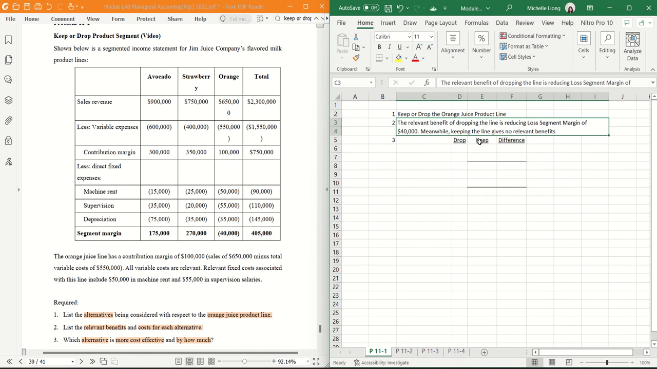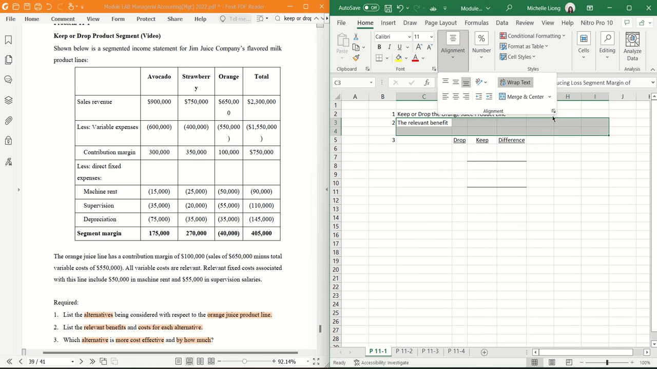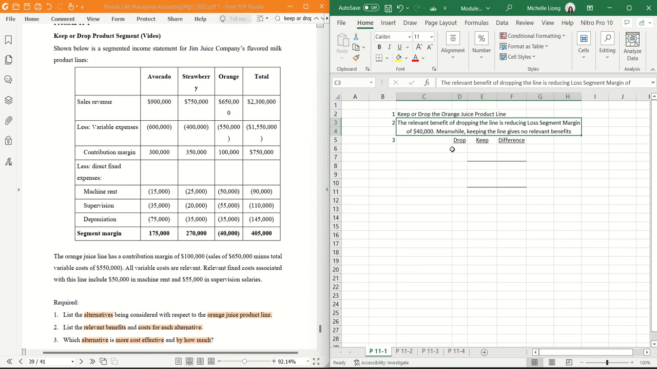The next one, number three, is which alternative is more cost effective? Right here we have drop, keep, and the difference. So right here we will see how much they cost. The first one is sales revenue minus variable expenses, and then we have contribution margin.